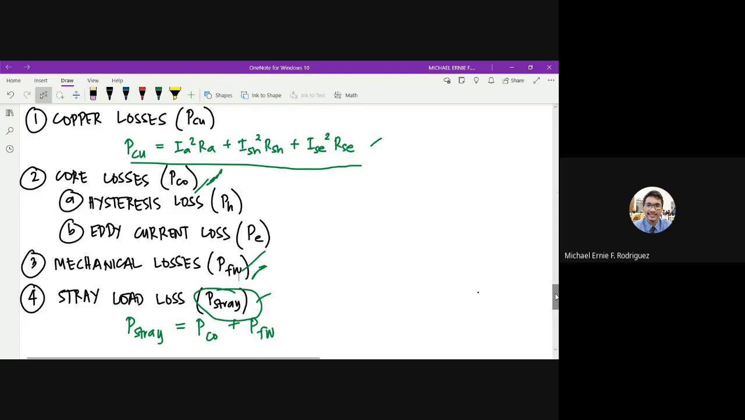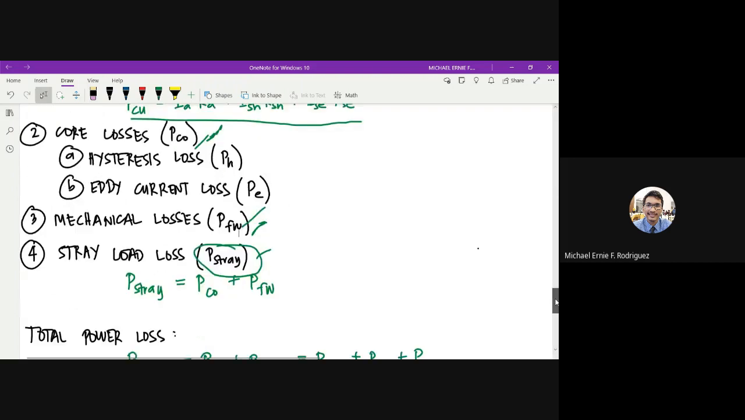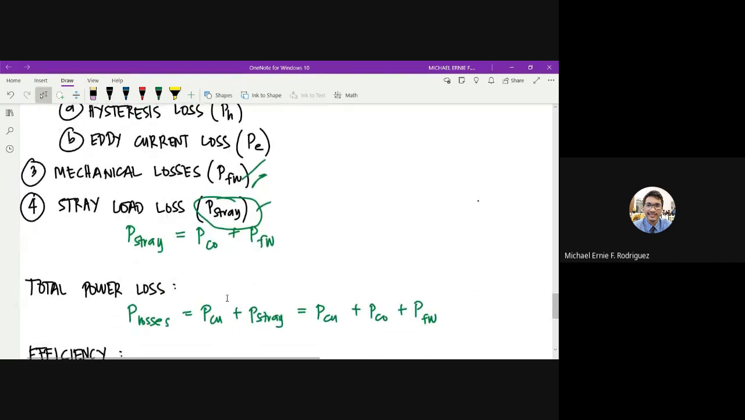After that, alam na natin yung different types ng losses. Kukunin natin ngayon yung total ng losses. Pag kinuha natin yung total power loss, add lang natin lahat ng losses. That is just copper loss plus your stray load losses. Again, your stray load losses is equal to PCO plus PFW. So the total power loss is copper losses plus core losses plus friction and windage losses, or that is the mechanical loss.